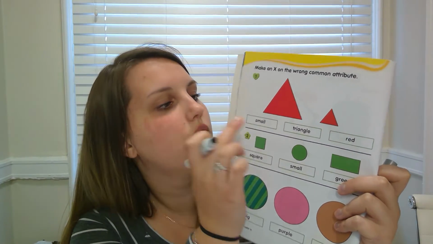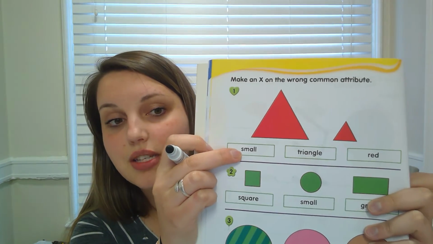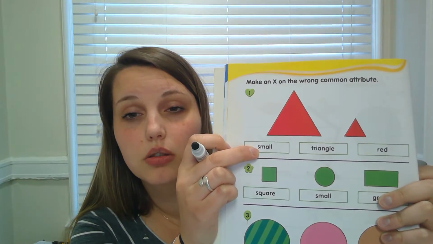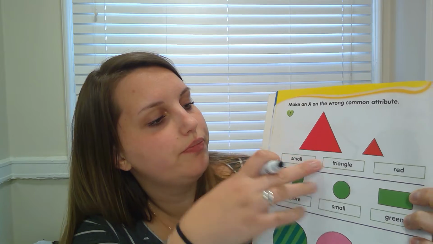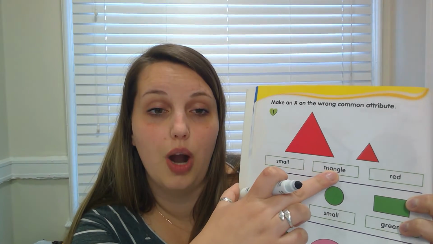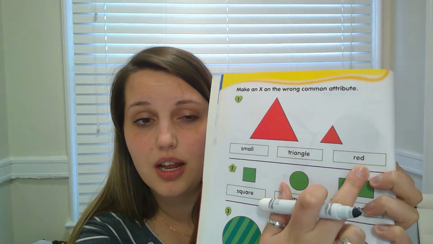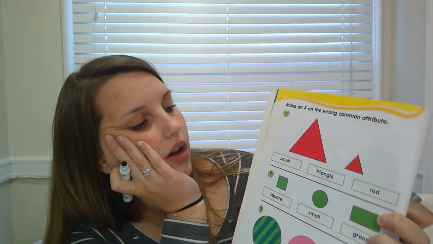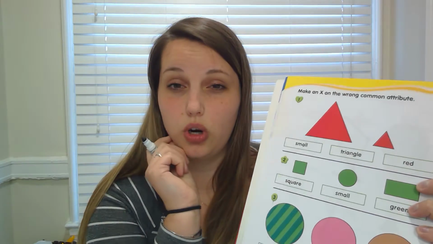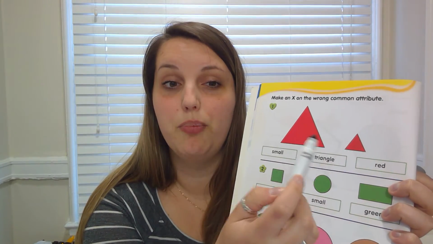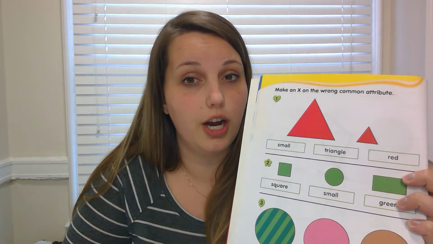Interesting. Okay. So looking at these 3 words, the first word we saw on the other page, it's the word small. Right. It's the size word, small. The next word is triangle, our shape word. And the next one's our color word. What word is that? Red. Small, triangle, red. 2 of these words are words that both of these shapes share. And 1 word is a word they do not share.